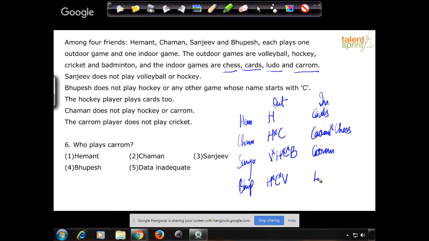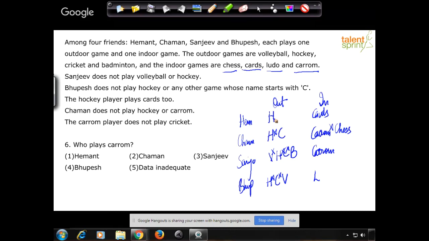Now, the hockey player must play cards. We know that. Then they tell us Chaman does not play hockey, also he does not play carom. From this, we can easily conclude that Chaman has to play some other game. And then, since we know that hockey is not played by Chaman, Sanjeev or Bhupesh, hockey is going to be played by only and only Hemant.